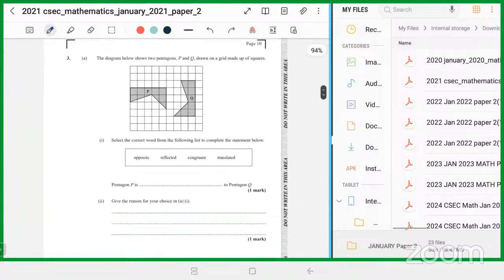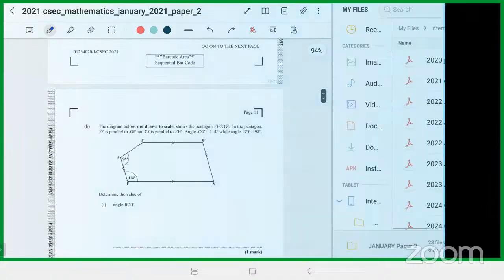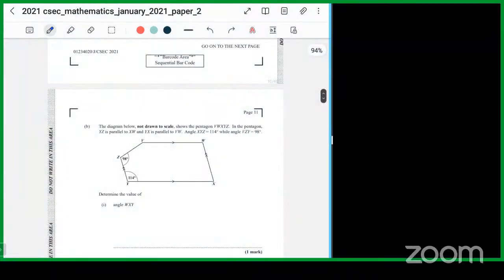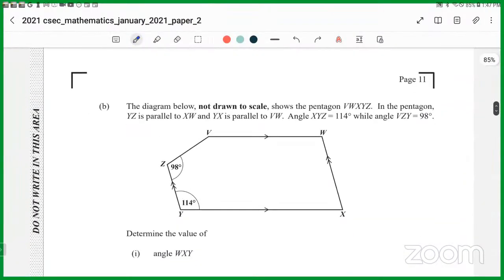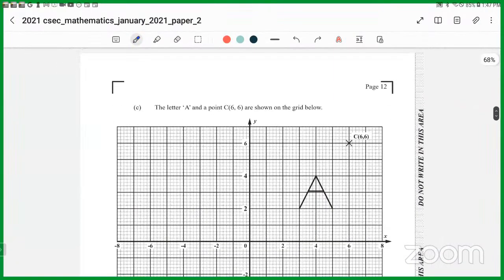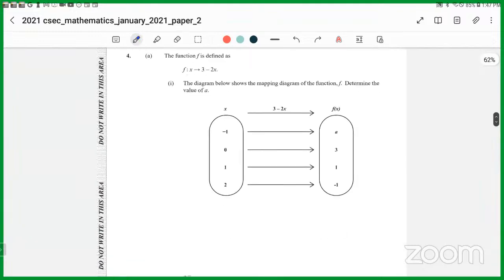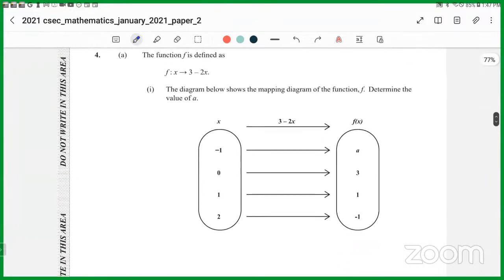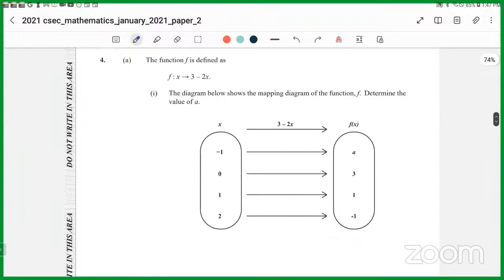Let's go down to number 4. This one was set up a little bit differently. There you go. All right, and there's yet another function that just came to my mind.